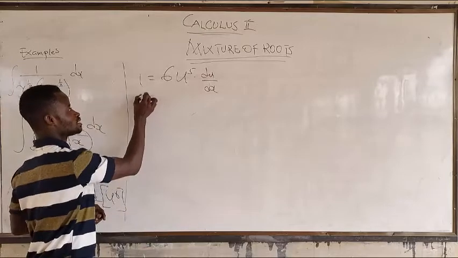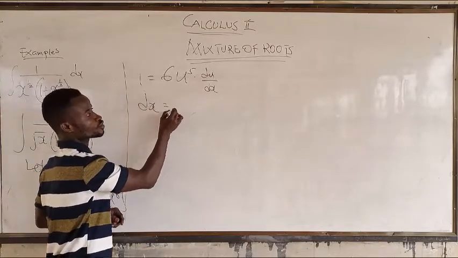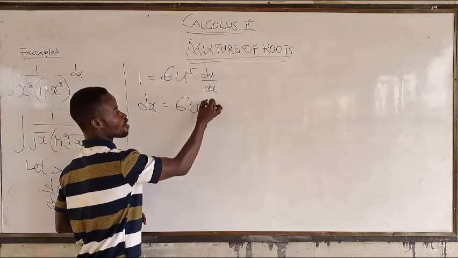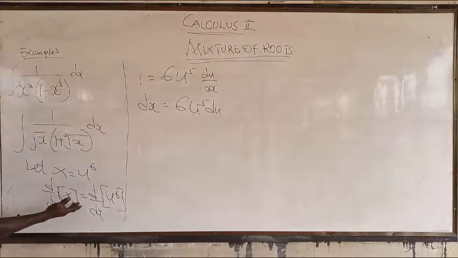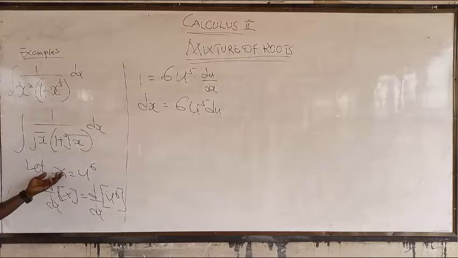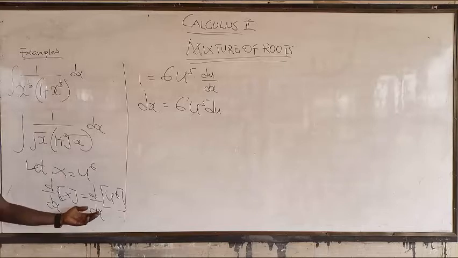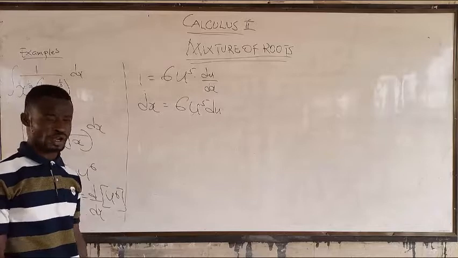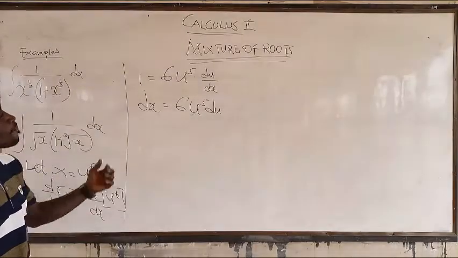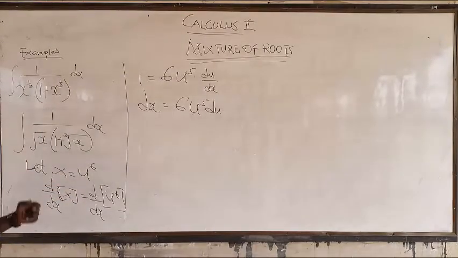So you end up getting ds is equal to 6u raised to the power 5 du. In fact, it's the same as this. When you integrate this, you get ds is equal to 6. You can just do it straight away there. Very good. So now, having this, then we come and do the substitution back.